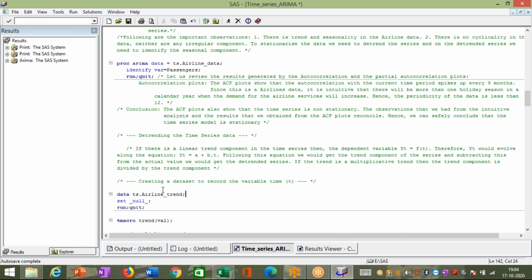Now the question is, if I say that there's a linear trend, what do I essentially mean? What I essentially mean is that this yt that I have has a linear trend, or it is a function of time. So yt is equal to a plus bt. So yt is just a function of time.